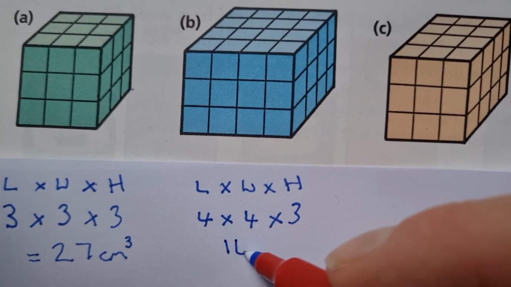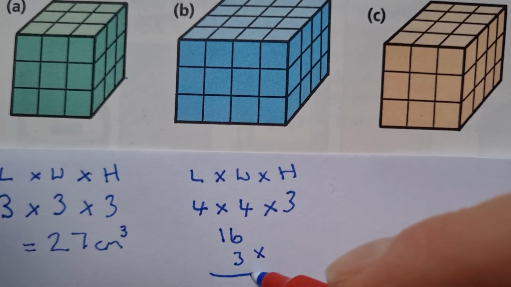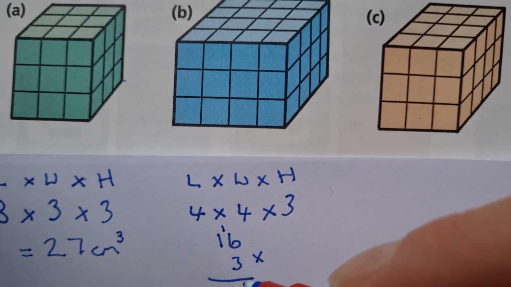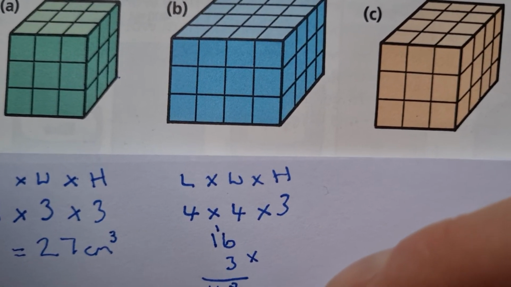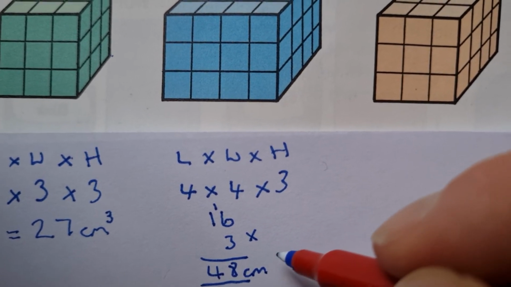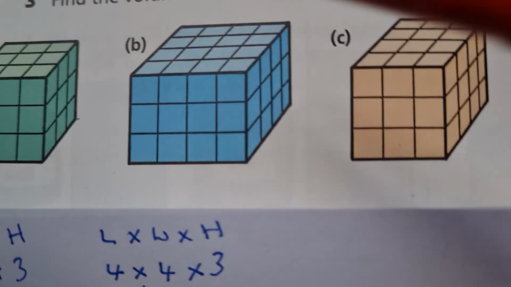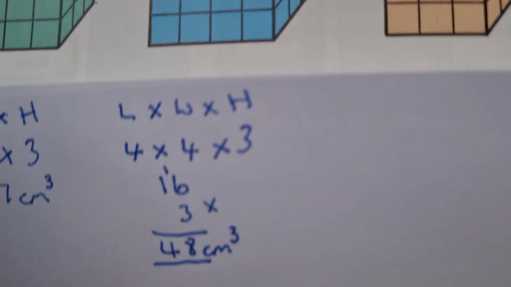Oh, and then I've got 16 times 3. I'm not sure about that one, so I'm going to set that one out properly as a multiplication like that. 6 times 3 is 18. 1 times 3 is 3. Add the 1 is 4. Oh, so that one is 48 centimeters cubed. Don't forget the little 3. So that means that in that shape, there are 48 cubes that make it up.